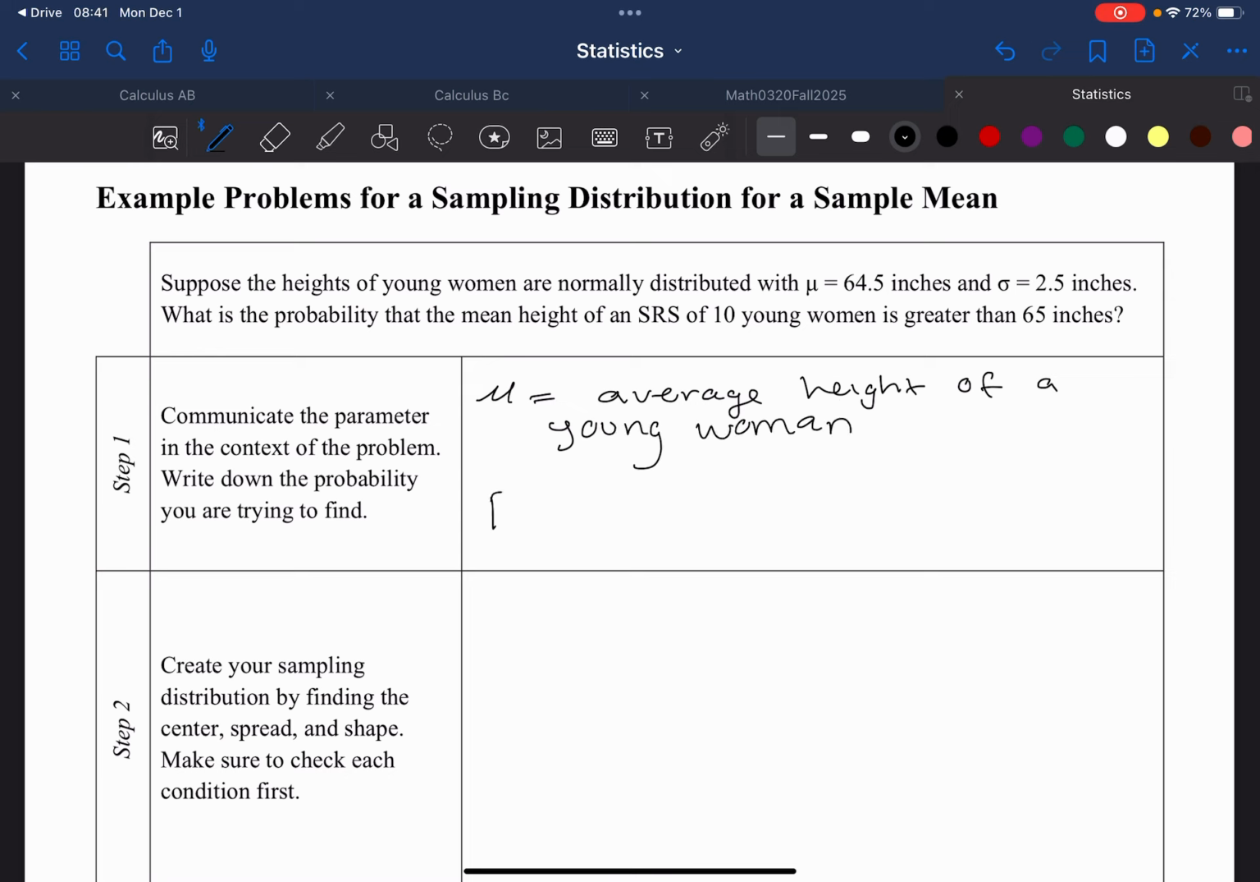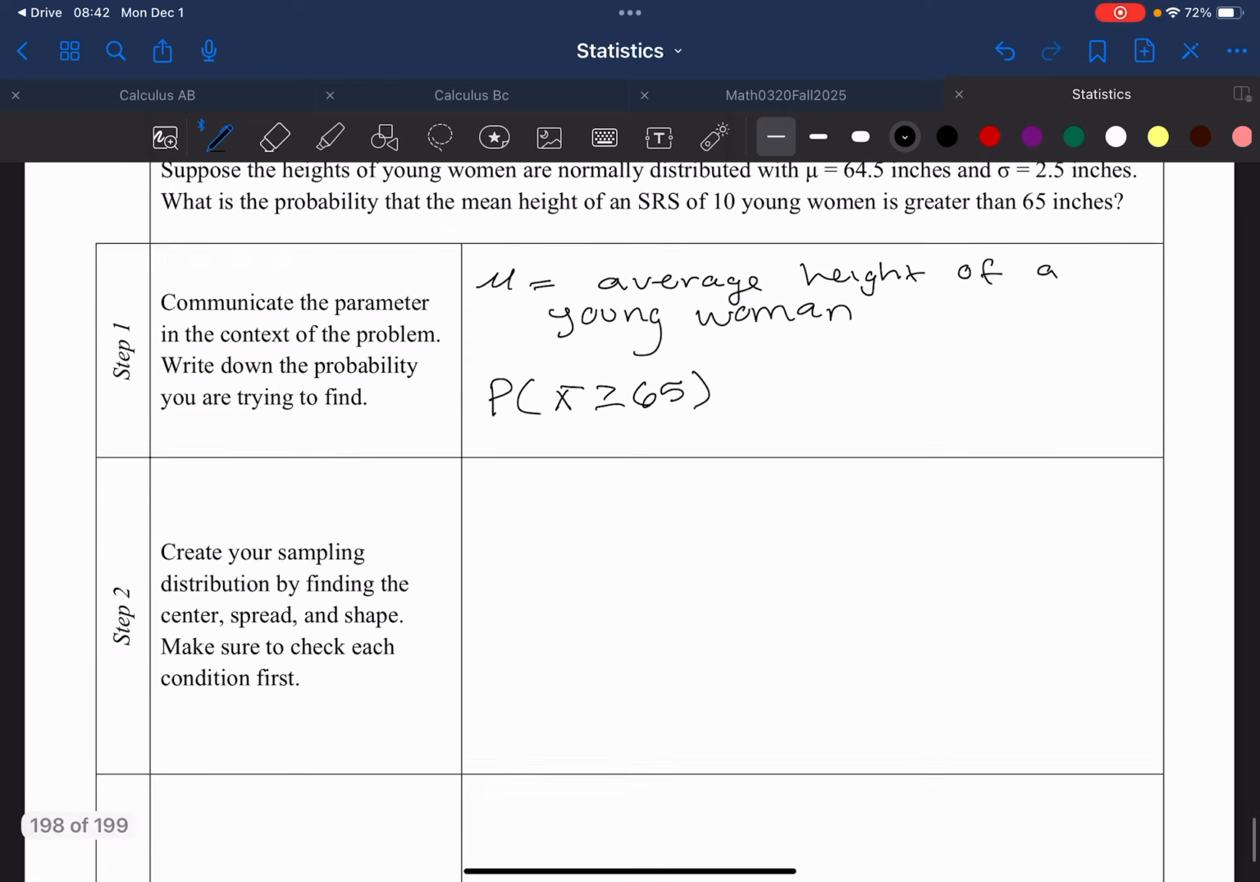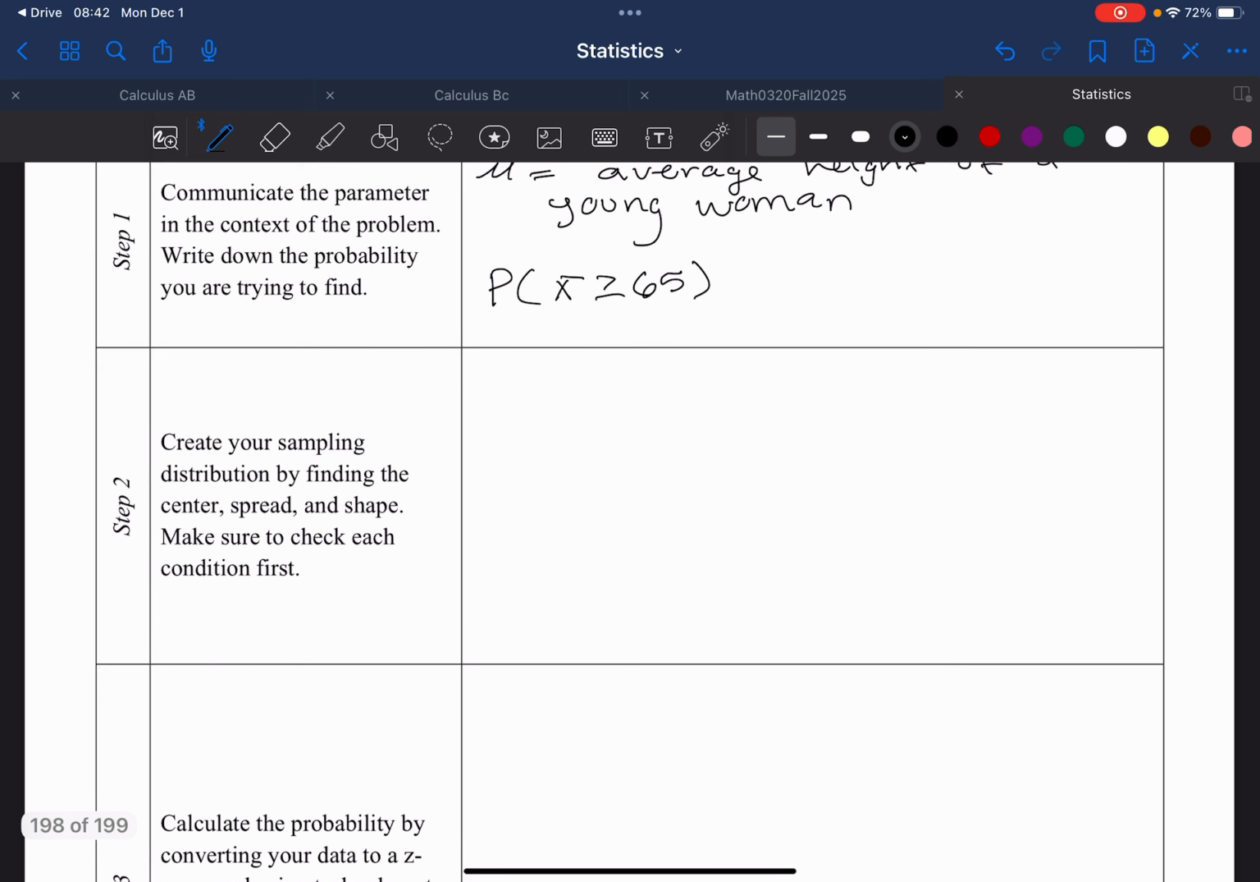And we're trying to find the probability that x bar is greater than or equal to 65. So we check each of the criteria. So random: well, they used an SRS, and that tells us that mu of x bar is equal to 64.5.